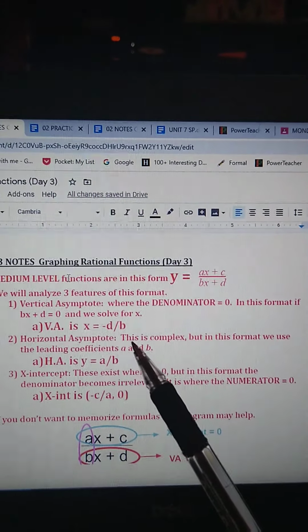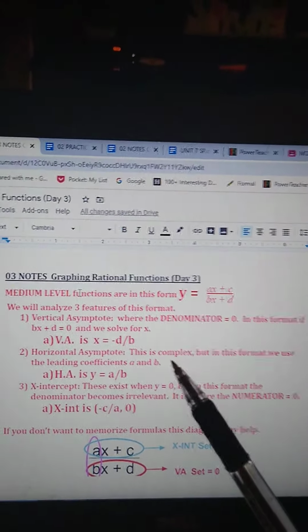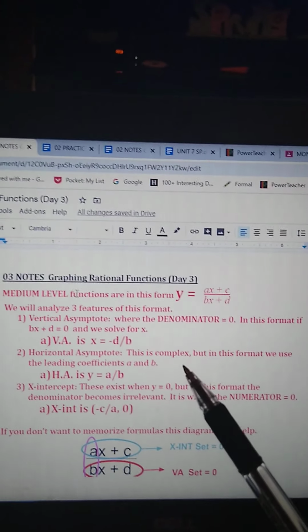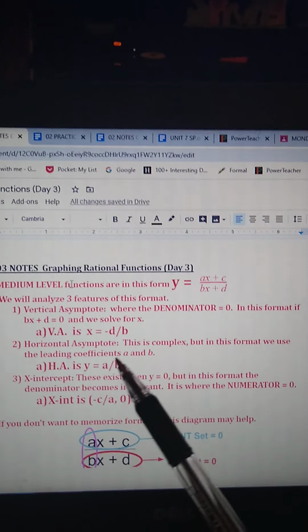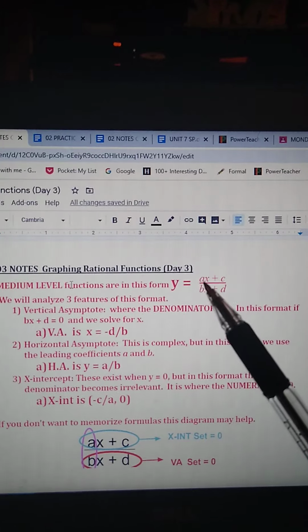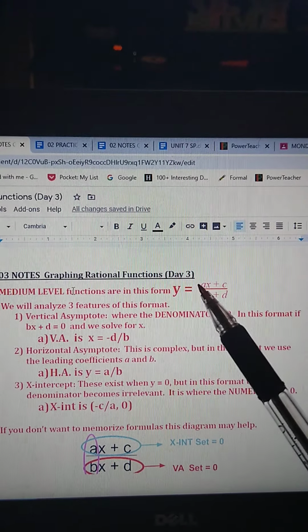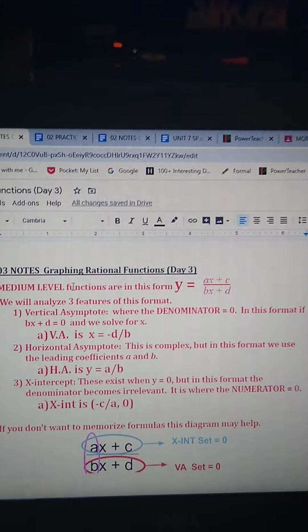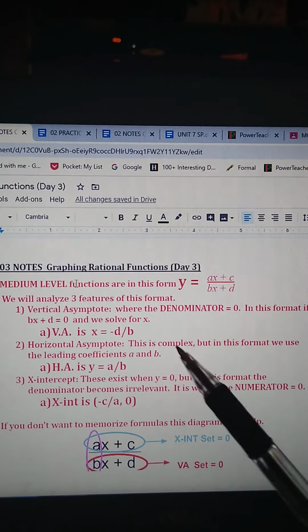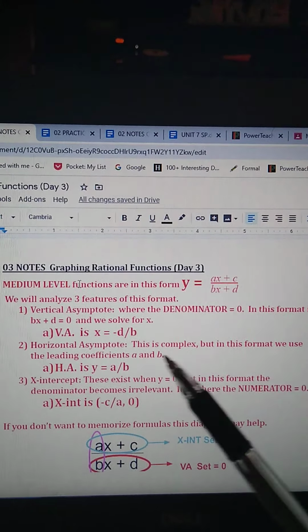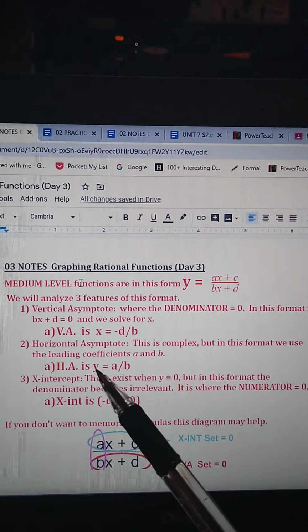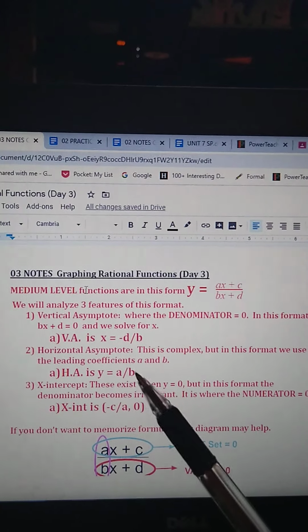Horizontal asymptote. This gets pretty complex, but for now we're going to keep it pretty simple. It's the leading coefficients a and b. A leading coefficient is the first coefficient when the polynomials are written in order. So the leading coefficients are a and b. So the horizontal asymptote for now should be simple. It's y equals a over b.